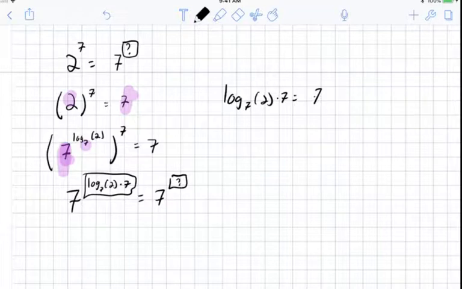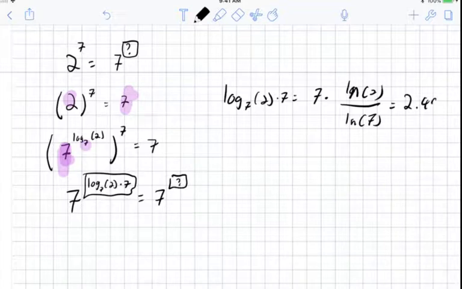7 times ln of 2 divided by ln of 7. What does that give me? Ln of 2 divided by ln of 7 times 7. So the answer is 2.49345. So apparently 7 to the power 2.49345 is pretty much 7. Let me calculate that. I'm going to use my calculator. 7 to the power 2.49345.